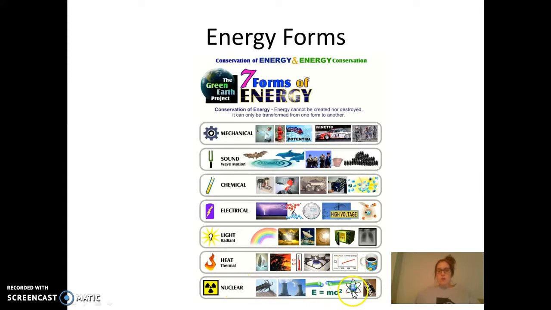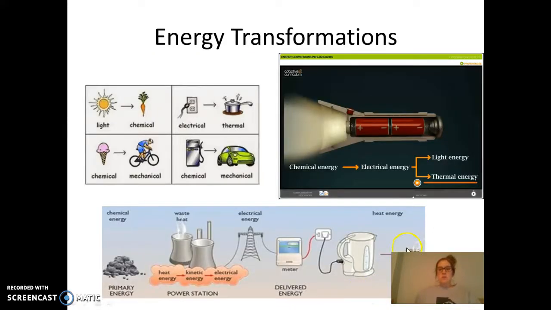Then you have nuclear energy. Nuclear energy is pretty rare. It's found in the nucleus of an atom, which we're going to talk about next semester. Nuclear energy is what actually powers stars like our sun. You can also find it in nuclear power plants and nuclear bombs. Okay, so just practicing a couple of these things.